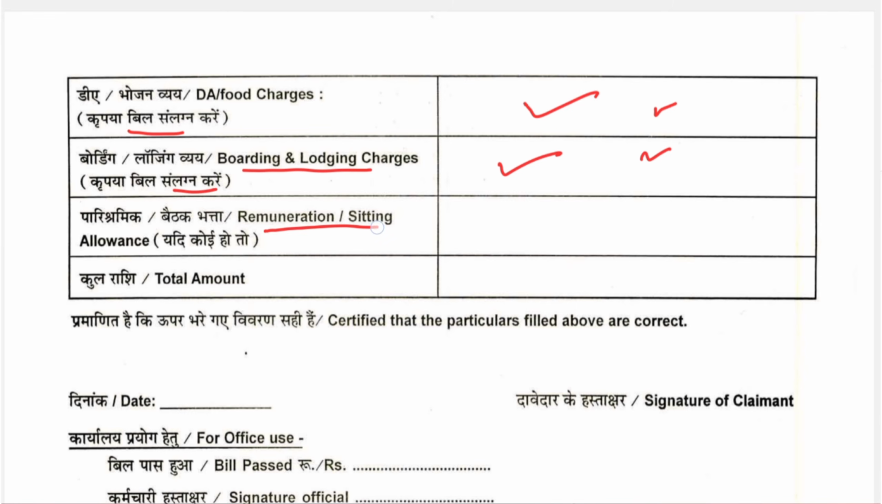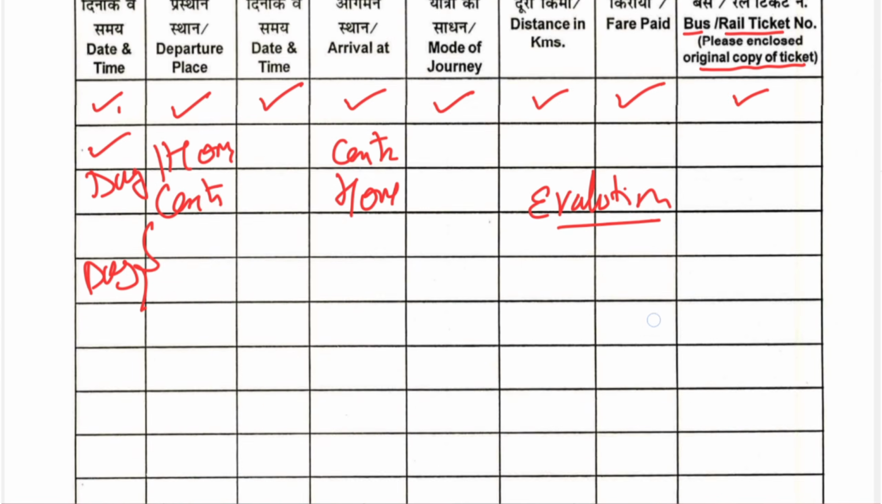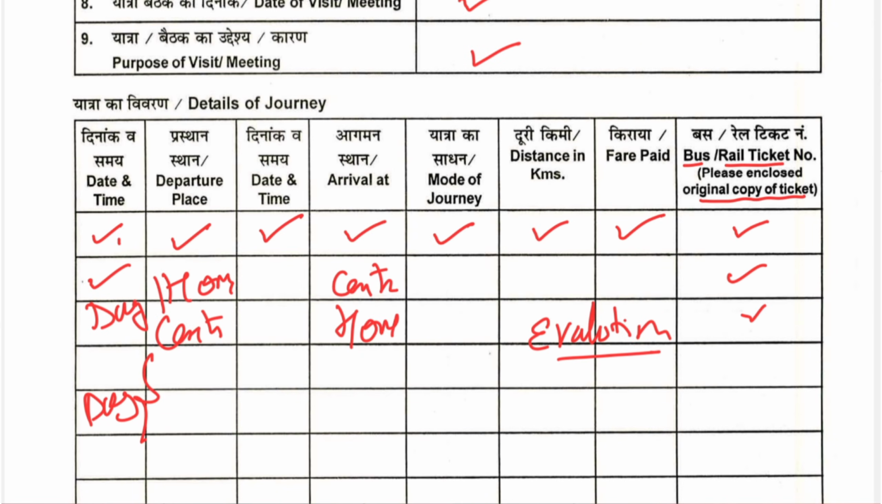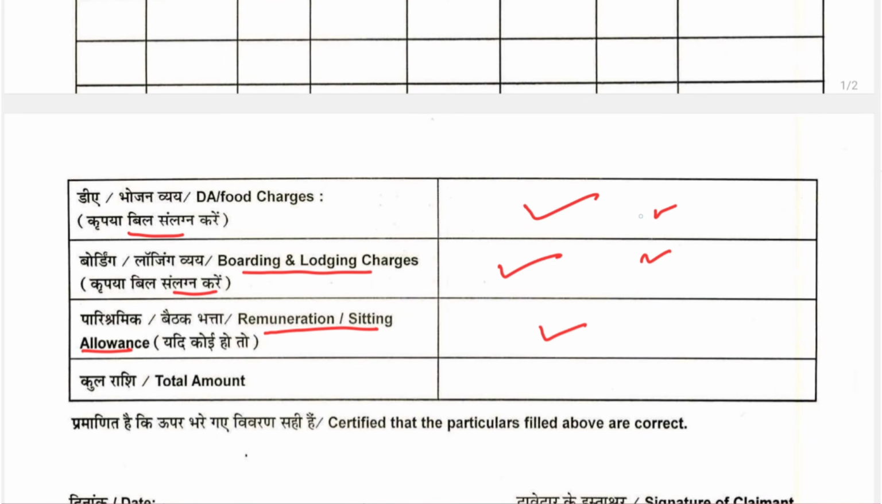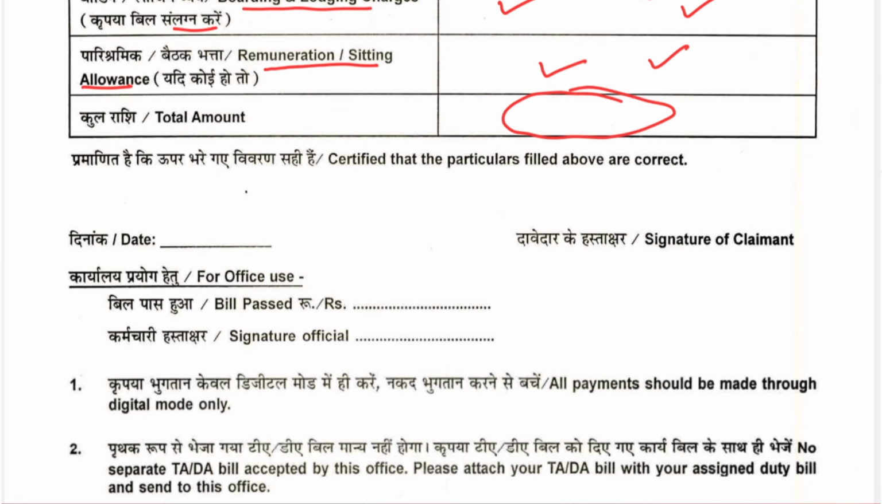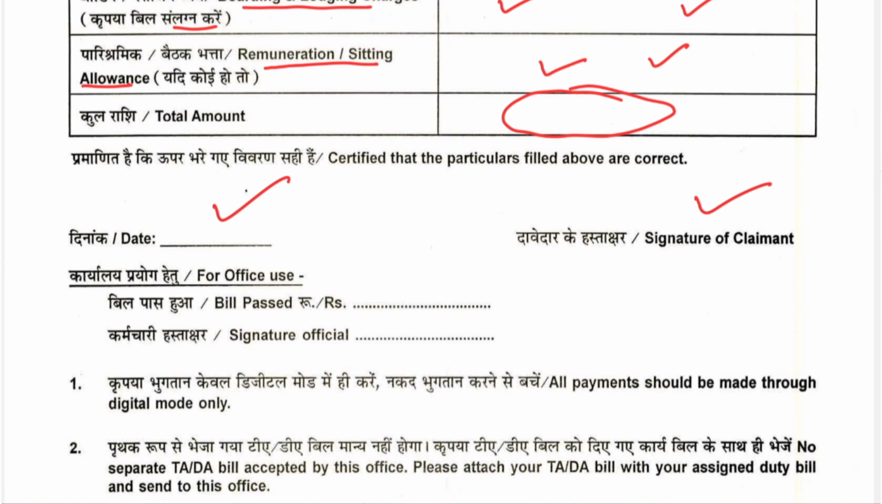If you have any remuneration or sitting allowance, then you need to add it here. Then total all this: ticket charges, then your DA, boarding, sitting, and then you write the total amount, whatever is there. Then your signature and your date.